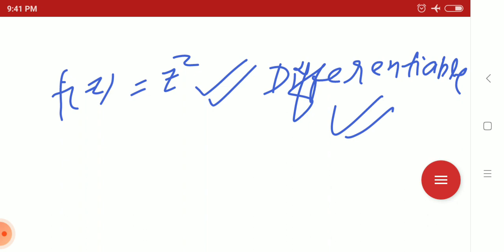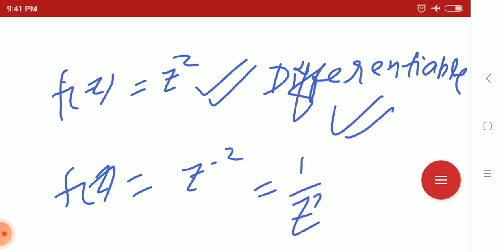But if we take a negative integer power, suppose we take f(z) equals z to the power minus 2, that means what? 1 by z squared. Then it will not be differentiable at z equals 0.